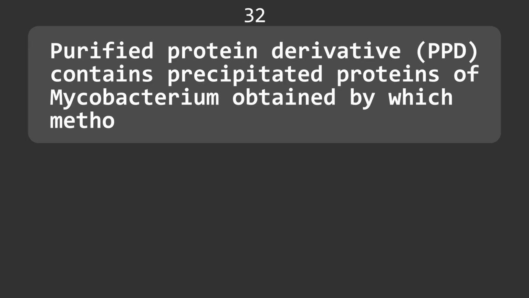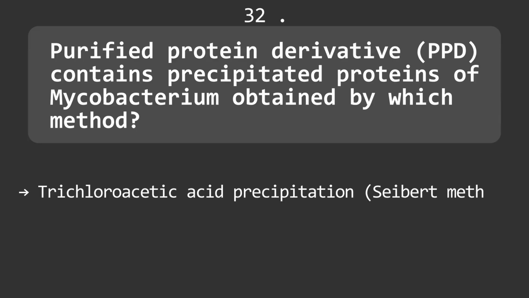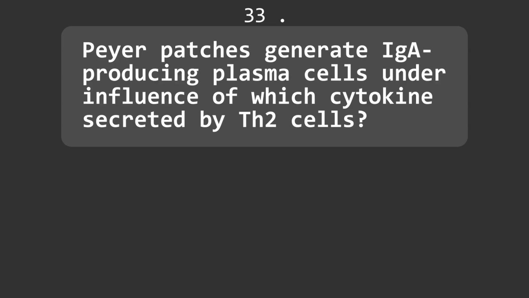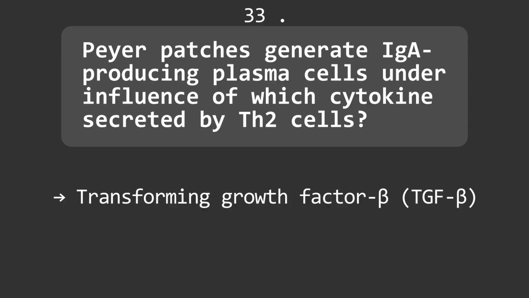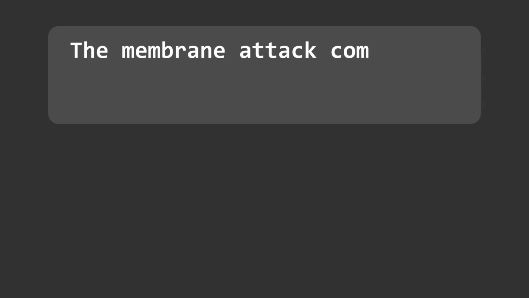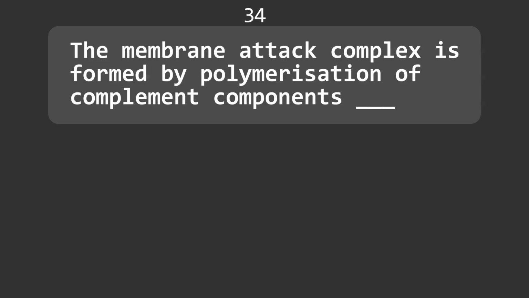Purified protein derivative, PPD, contains precipitated proteins of Mycobacterium obtained by which method? Trichloroacetic acid precipitation, Seibert method. Peyer's patches generate IgA-producing plasma cells under influence of which cytokine secreted by Th2 cells? Transforming growth factor beta, TGF-beta. The membrane attack complex is formed by polymerization of complement components C5b, C6, C7, C8, C9.